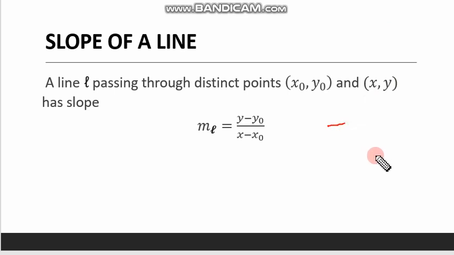Okay, let's talk about the slope of a line. A line L passing through distinct points x sub 0, y sub 0, and x, y has a slope of m sub L equal to y minus y sub 0 over x minus x sub 0. So this is the slope of a line. In junior high school, we call it the slope is equal to y sub 2 minus y sub 1 over x sub 2 minus x sub 1. It's the same case here, just with different labels.